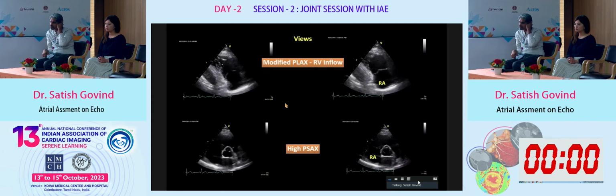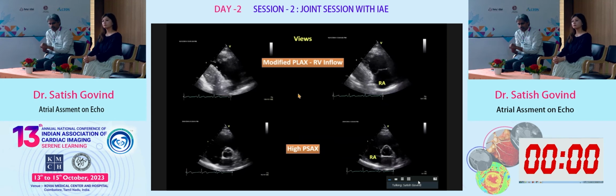Now, how do we look at the right atrium? There are some standardized views. We have what we call the parasternal long axis modified views. The lower one is the right atrium. So this is from one view.